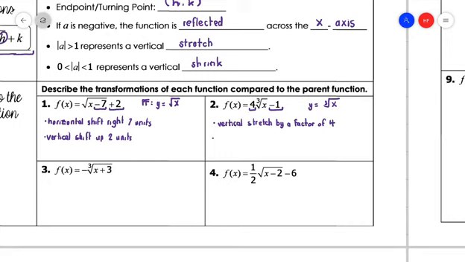And then -1 on the end is a vertical shift. So that's like sliding the graph. And we're sliding it down 1 unit.